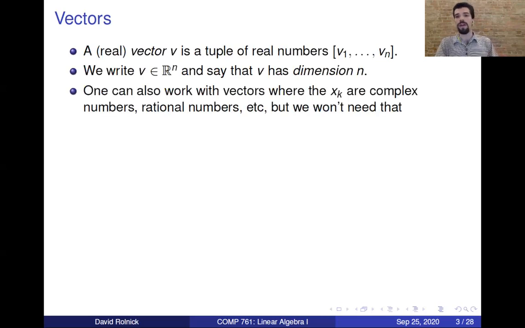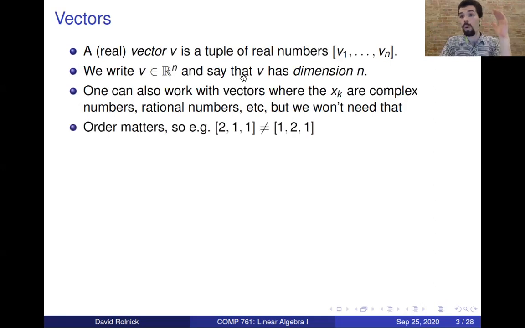One can also work with vectors where the entries v sub k are complex numbers or rational numbers or really anything that is what's mathematically called a field. We won't go into that. We probably won't need anything besides real numbers. Order matters in a vector, so 2, 1, 1 is not the same as 1, 2, 1, for example.